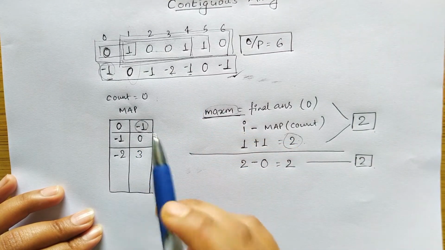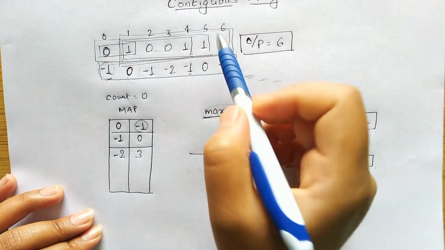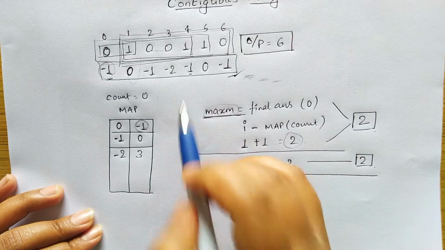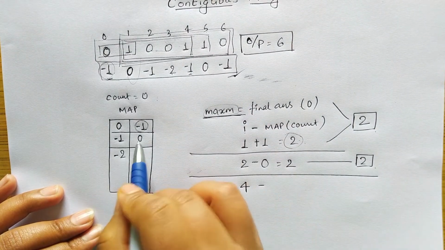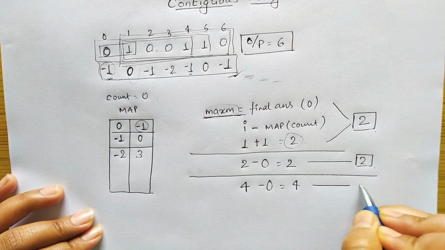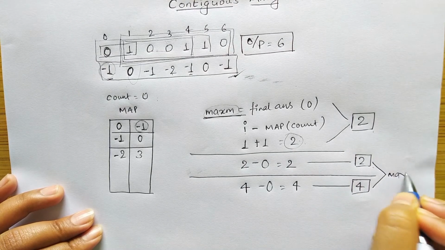Is -1 present? Yes. So what is our index? Our index is 4 here now. So -1 is present at 1, so we have 4 minus... 4 minus 0, we will have 4. So our answer becomes 4, taking the maximum of this 2.